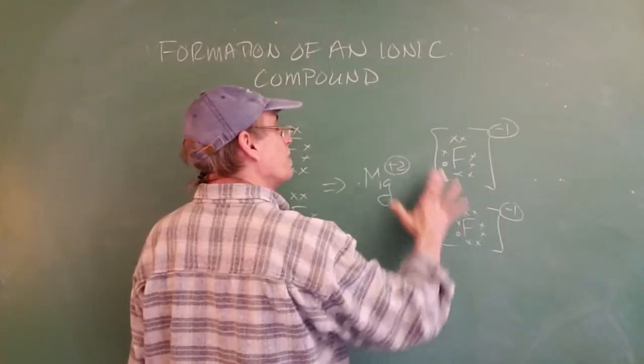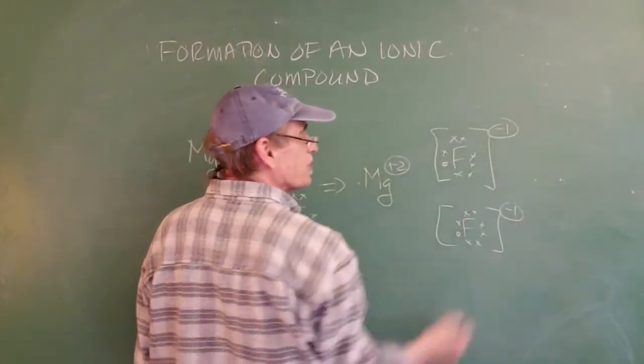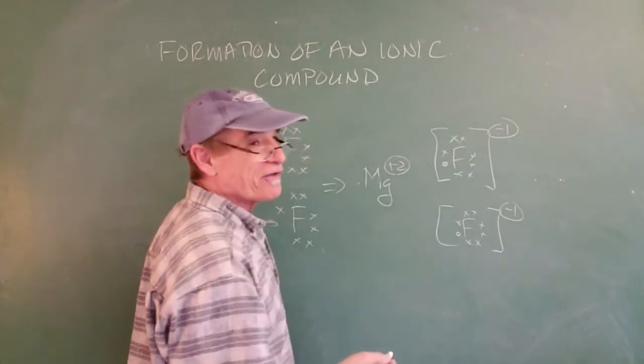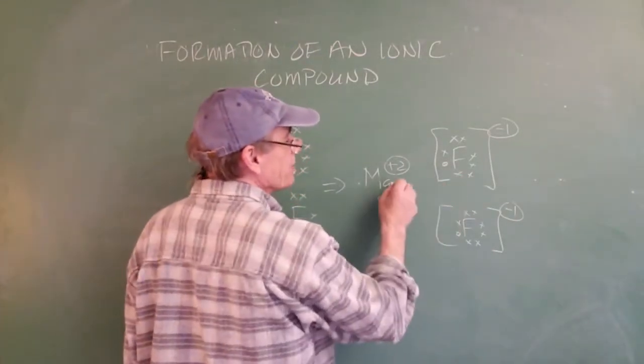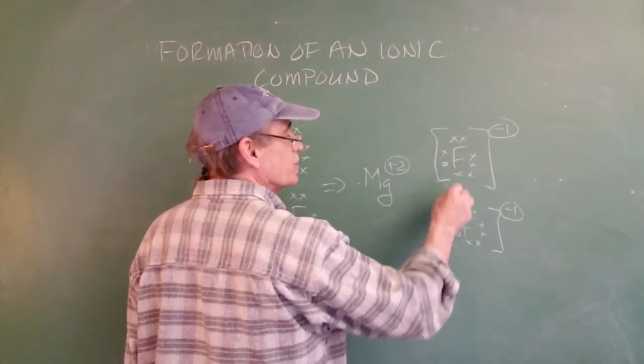And so putting them in one big set of brackets with a minus 2 charge out in front implies somehow that they're collaborating with each other. And they're not. They're both attracted to the magnesium, but not attracted to each other.